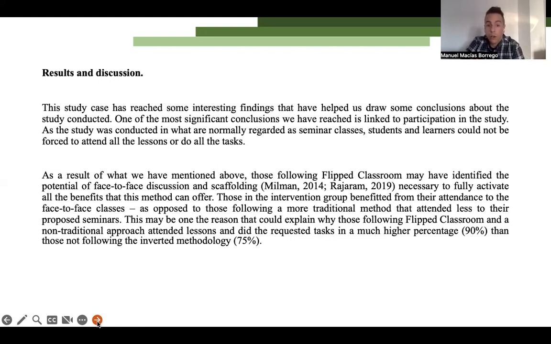As a result of what we have mentioned above, those following flipped classroom may have identified the potential of face-to-face discussion and scaffolding necessary to fully activate all the benefits that this method can offer. Those in the intervention group benefited from their attendance to face-to-face classes, as opposed to those following a more traditional method, who attended less to their proposed seminars. This may be one reason that could explain why those following flipped classroom and a non-traditional approach to reading difficult texts attended lessons and did their requested tasks in a much higher percentage, 90%, than those not following the inverted methodology, which was 75%.